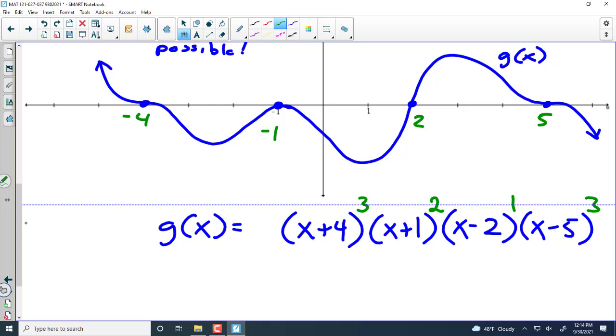How about my powers? Do they look okay? Lowest degree possible, so I can only use 1, 2, or 3. So I use 2 on a bounce, 1 on a cross, and 3 on a cross and flatten. Without saying what it is, does anyone know what's wrong with my answer? Raise your hand if you know what's wrong with my answer. What do you think is wrong with my answer?